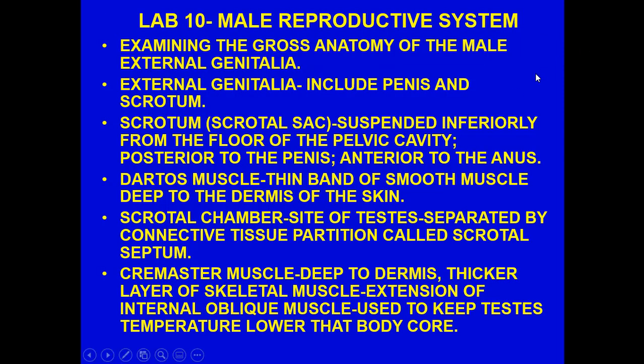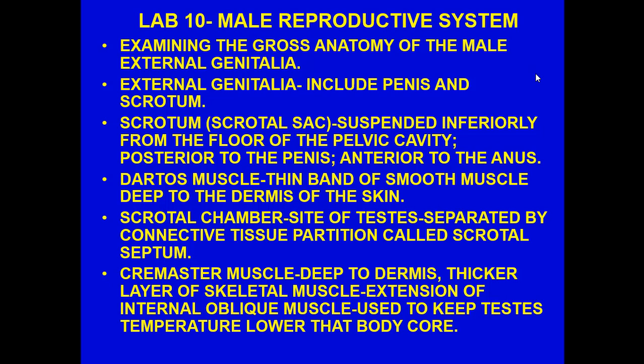Now, when we look at the external male genitalia, these include, of course, the penis and the scrotum. The scrotum, otherwise known as the scrotal sac, is suspended inferiorly from the floor of the pelvic cavity. It is posterior to the penis and anterior to the anus. We have two muscles, the dartos muscle, which is a thin band of smooth muscle deep to the dermis of the skin. We have also a scrotal chamber, which is the site of the testes, and they're separated by connective tissue partitions called the scrotal septum.